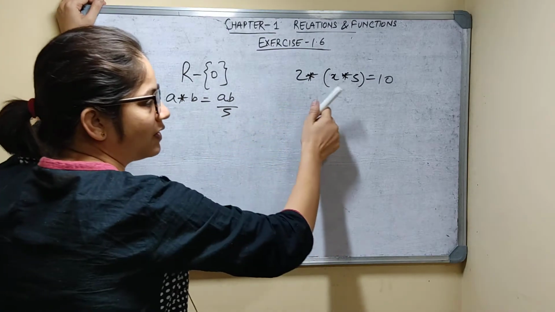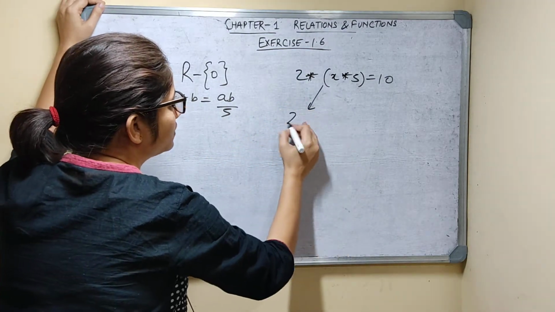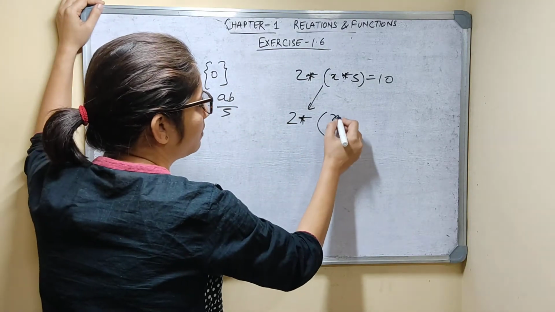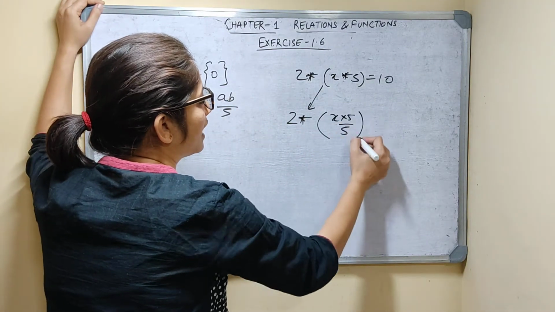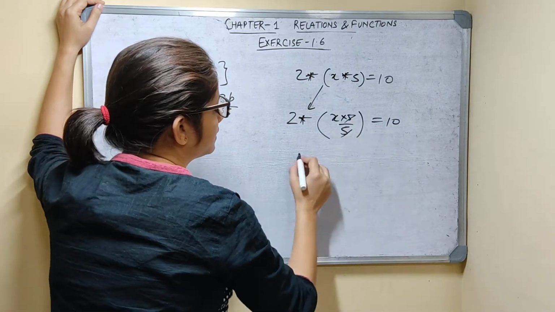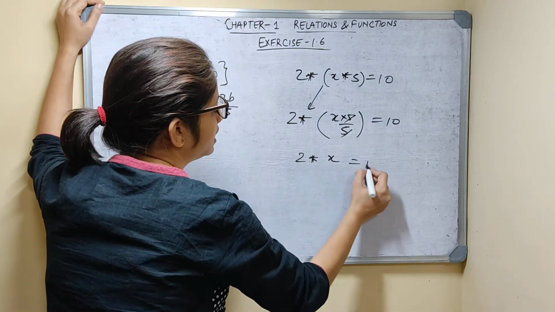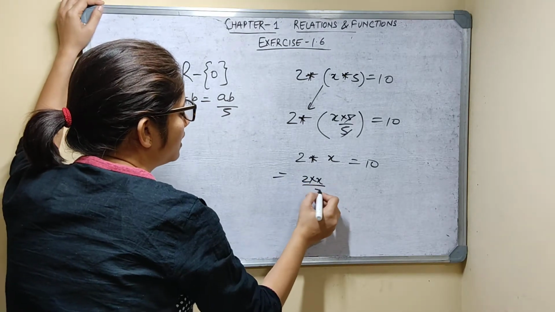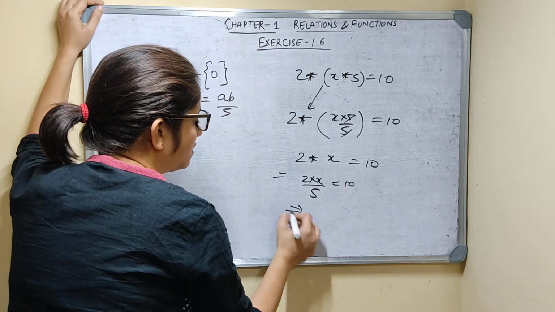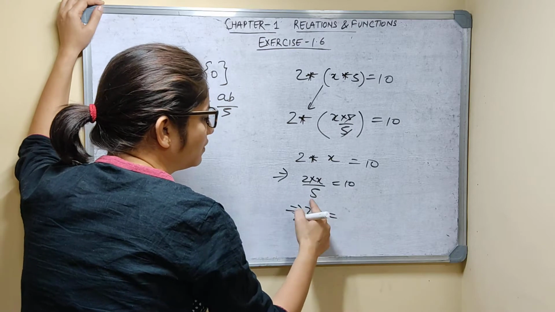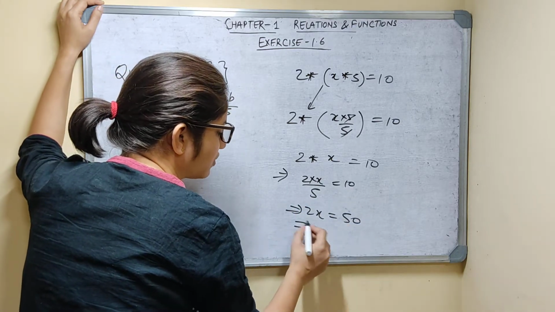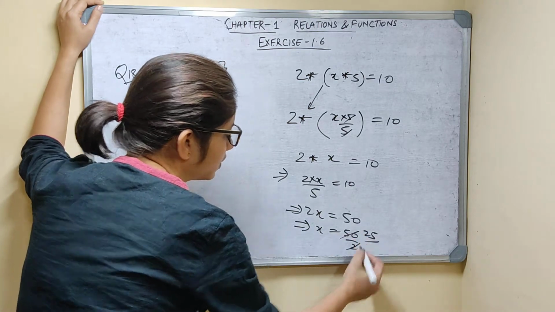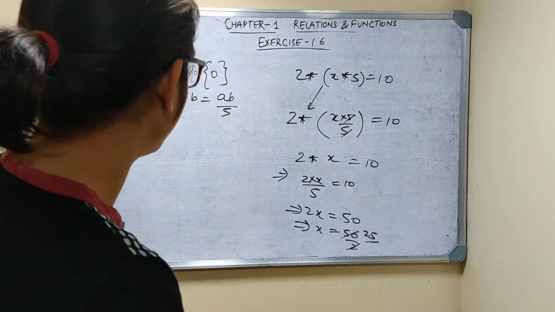So you have to solve this, the value of x you have to find. So write 2 * (x * 5). a * b is ab by 5, so x * 5 will be what? x into 5 by 5. 5 5 cancel. So 2 * x is equal to 10. a * b is ab by 5, so 2 * x will be what? 2 into x by 5 is equal to 10. It means 2x is equal to 50 by cross multiplication. So x is equal to 50 by 2. It means x value is what? 25. x value is 25.